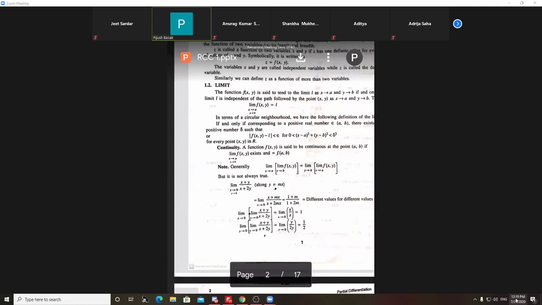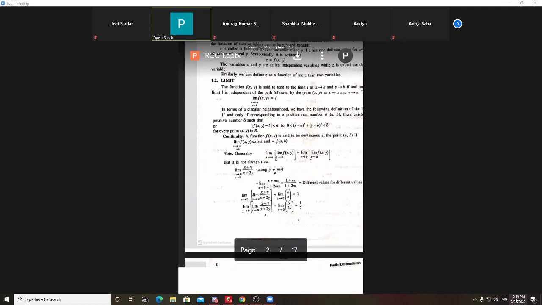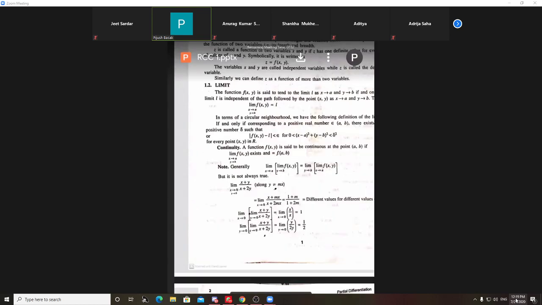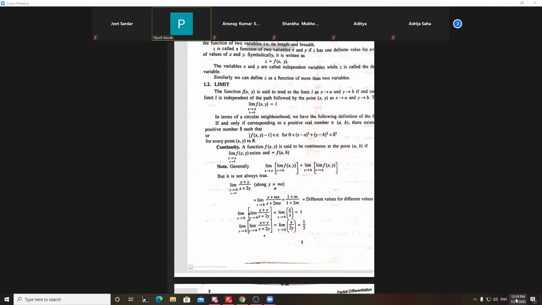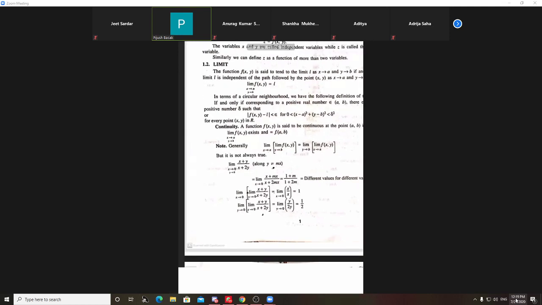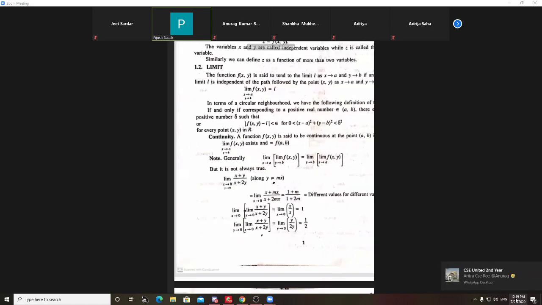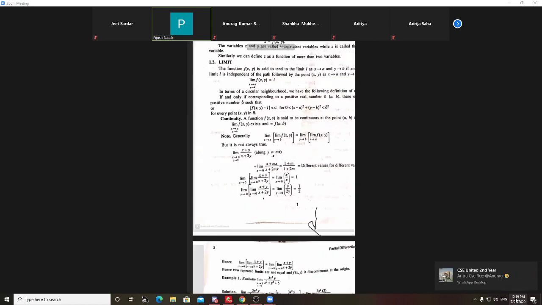Suppose y is equal to mx. If I put y is equal to mx here, then what will happen? Then the earlier limit is 1, and the later limit is 2. Just substitute the value, and you'll find the two limits. These two limits may be different. That's what I'm telling you. Usually they are not different.